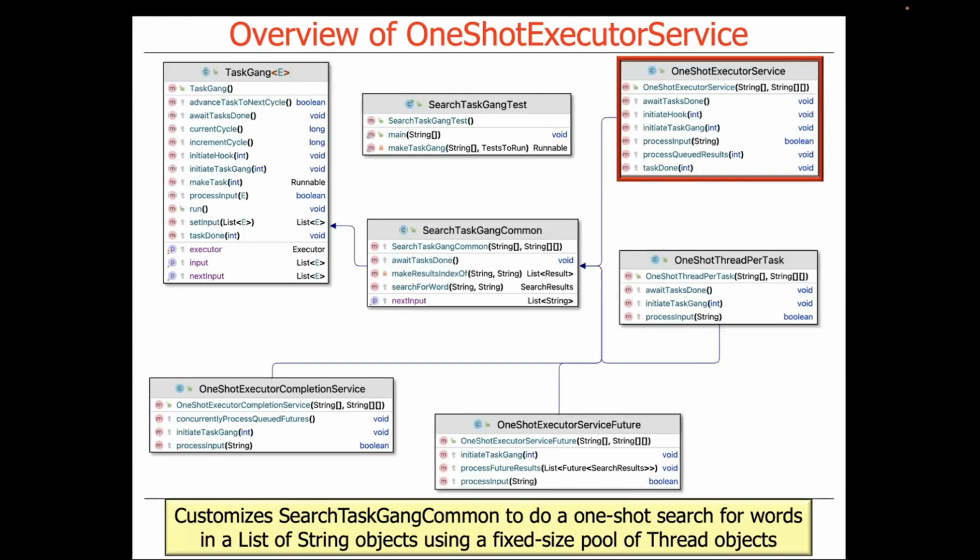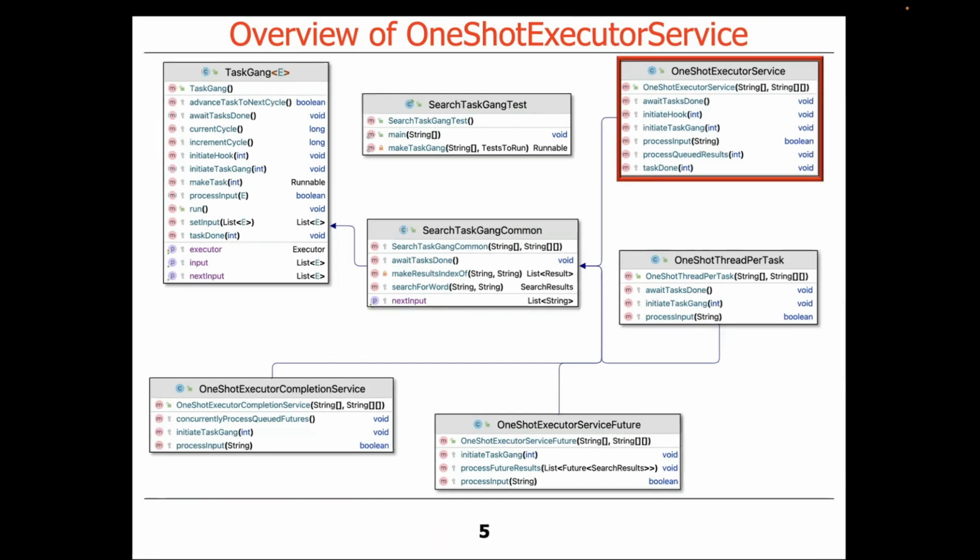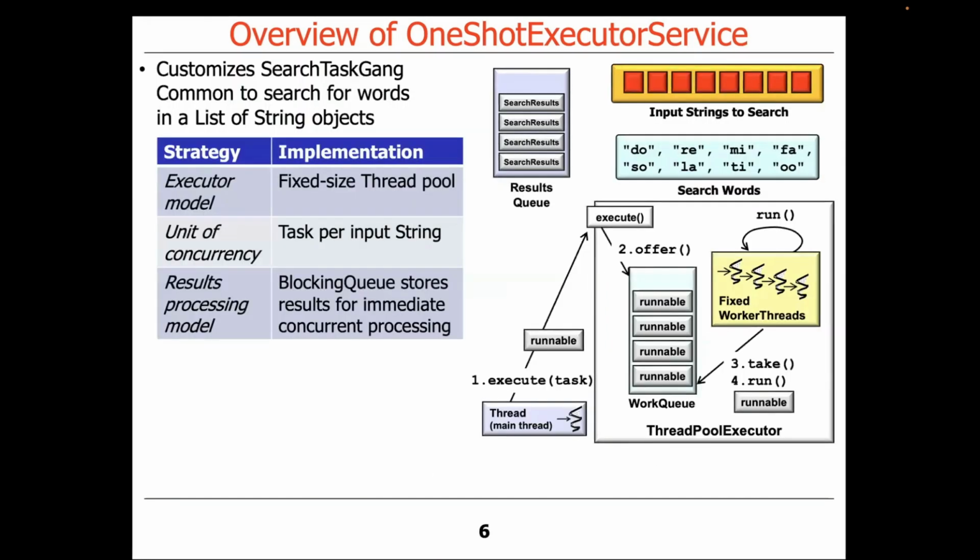So this particular implementation will do a one-shot search for words in a list of string objects using a fixed size pool of thread objects. So we're using a different kind of executor here. It's all based on the thread pool executor in this case, but it's a fixed size pool, and you can find the code there. So here's what things look like.